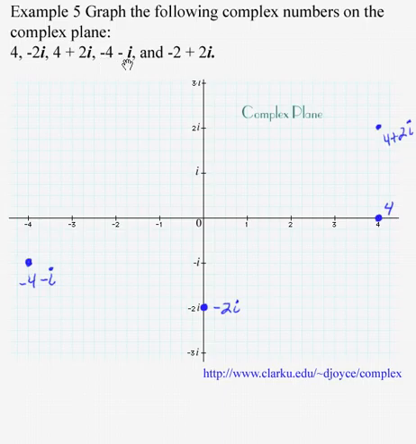Then negative 4 minus i, again we start at the origin, go negative 4 on the real axis, down i on the imaginary axis, plot that point, label it negative 4 minus i. And then the next one, negative 2 plus 2i, start at the origin, go negative 2 on the real axis, up 2i on the imaginary axis, plot the point, label it, that represents negative 2 plus 2i.